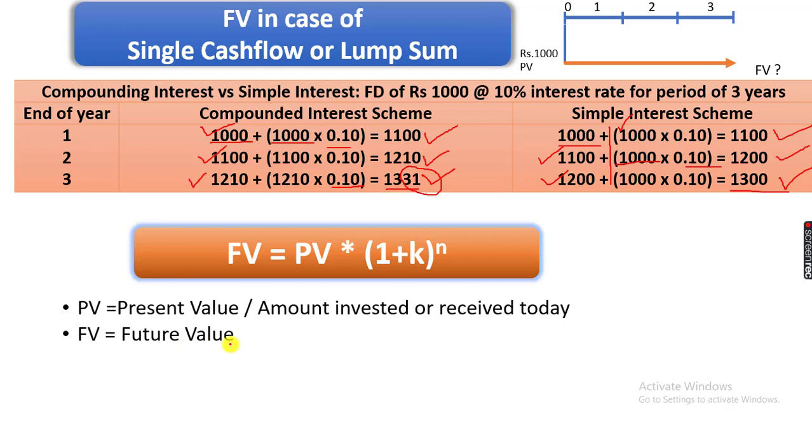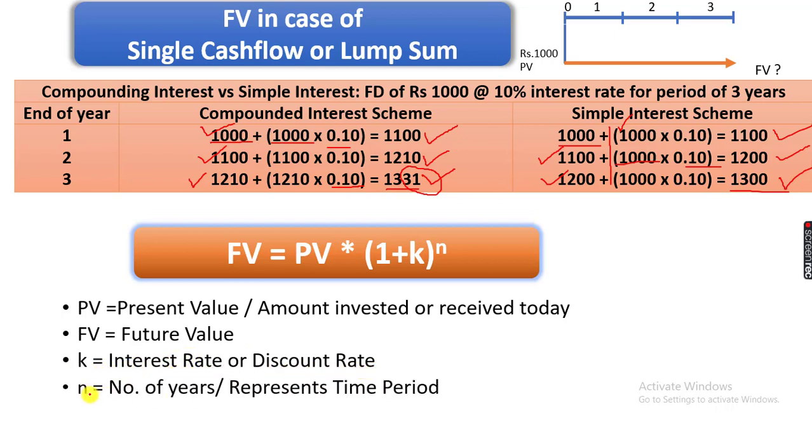FV is equal to future value of the money at a future given point of time. K is equal to interest rate or discount rate. N is equal to number of years, or it represents the time period for which we estimate the future value of the cash flow.